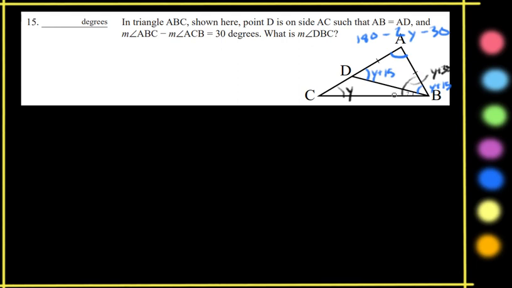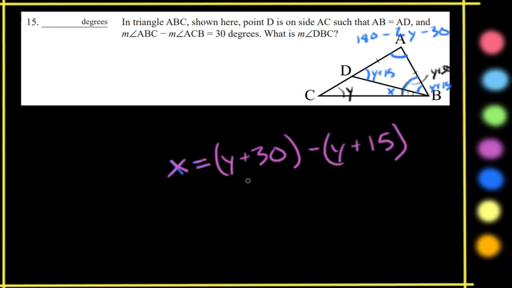Now, if you're looking for this x angle here, that's going to be the difference between this bigger angle and this smaller angle. We know both of those. So x is going to be equal to, I think that color doesn't show up very well actually, x is going to be equal to y plus 30, which is the bigger angle, minus y plus 15. So if we subtract y plus 15 from y plus 30, we just get 15 degrees, which is our answer.